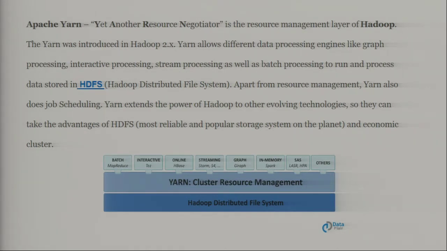So what it says: Yarn extends the power of Hadoop to other evolving technologies so they can take the advantage of HDFS. So to utilize it much more efficiently, we are talking about these particular lines. Now, the most reliable and popular storage system on the planet, that is how you can describe HDFS. As we are trying to work on different types of data, it's not just structured, there is also unstructured and semi-structured data which you have to work on, and an economic cluster also. So that is the point you have to initially work with.